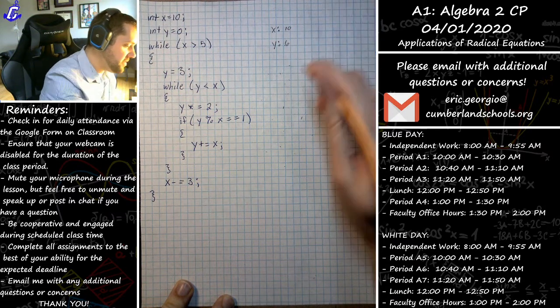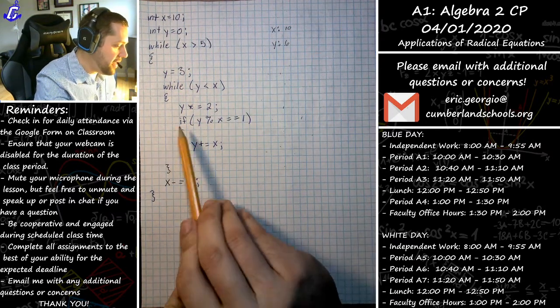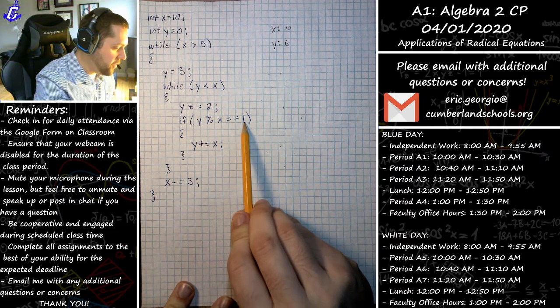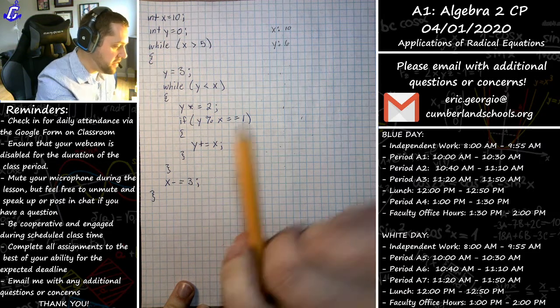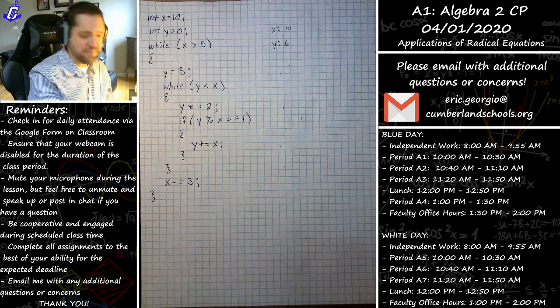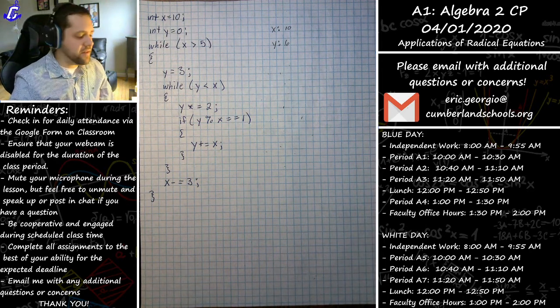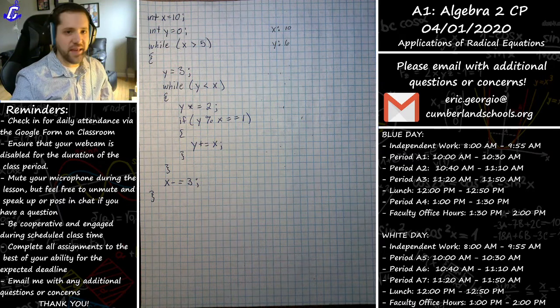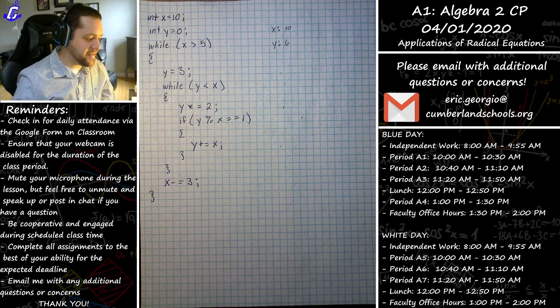Because Y is less than X still. If Y mod X is equal to 1, then increase Y. Well, let's take a look. Y mod X, 6 mod 10. 6 mod 10 means if you take 6 and divide it by 10, what is the remainder? Well, 6 divided by 10 is 0 with remainder 6, right? Because 6 is less than 10.